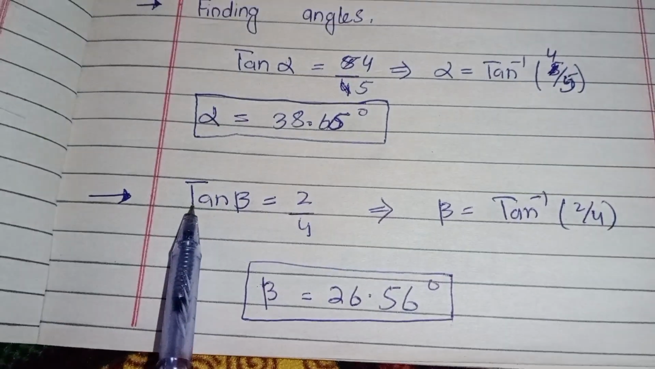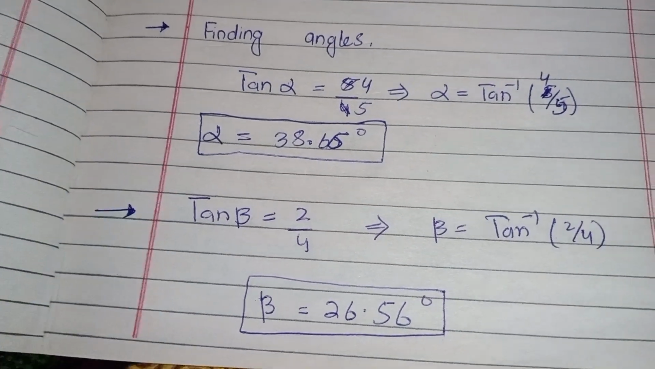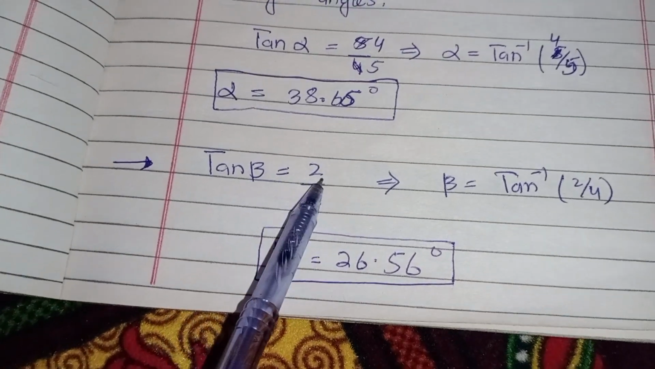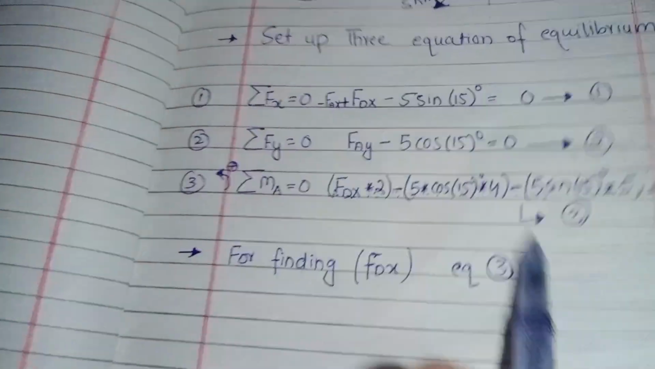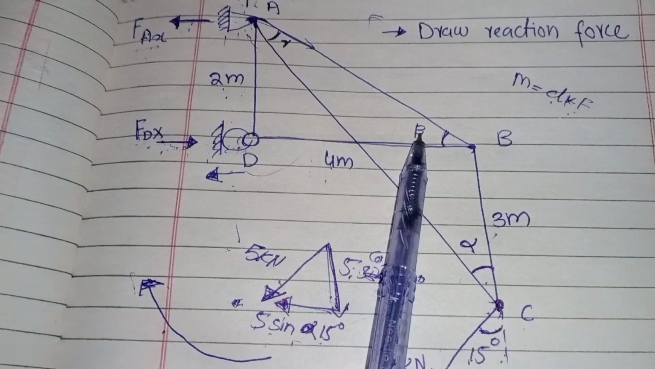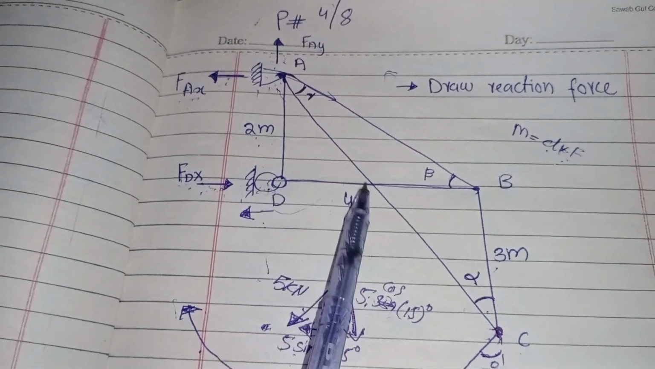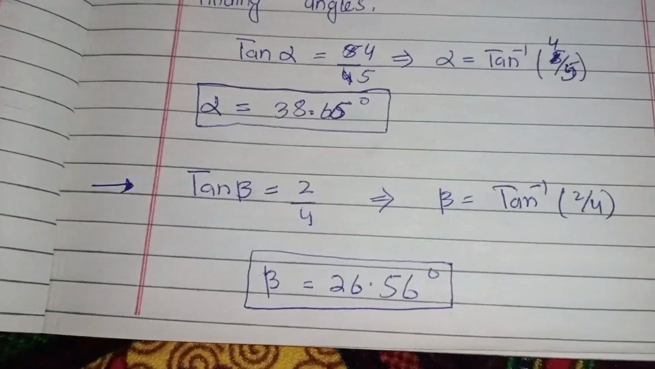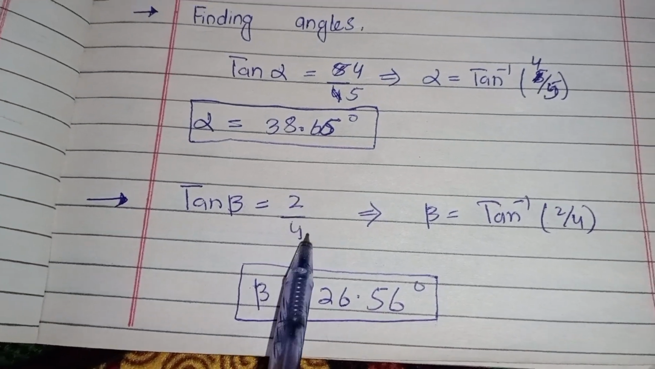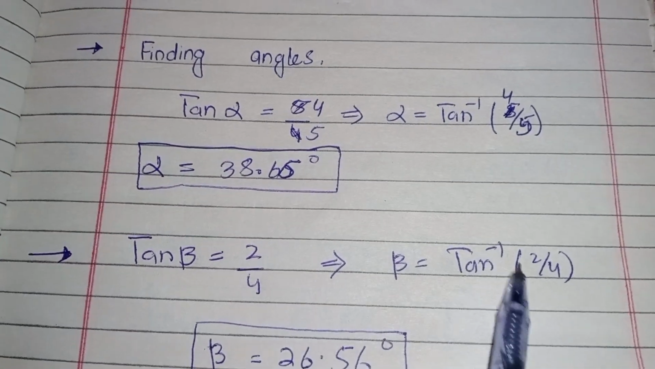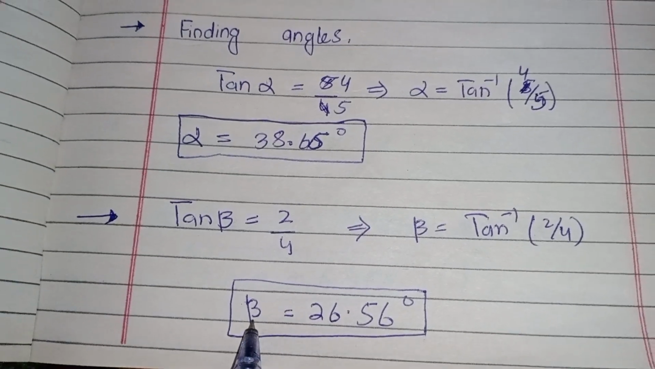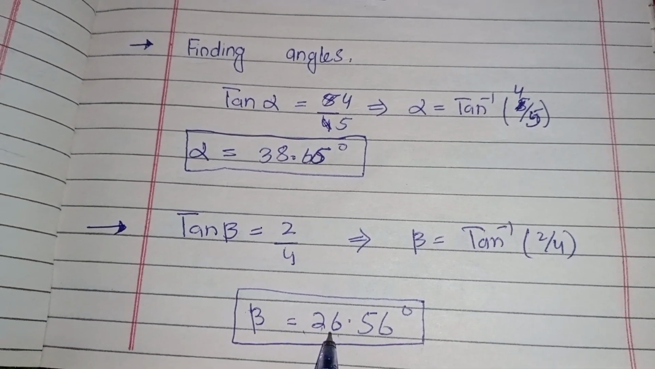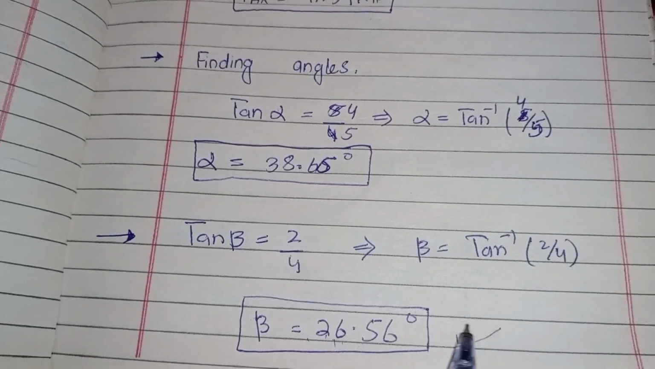Now I will move to beta. By this method, tangent beta, rise divided by run, opposite side divided by adjacent side, 2 divided by 4. Tangent beta is equal to 2 divided by 4. Beta equals tangent inverse of 2 divided by 4. So beta comes out equal to 26.56 degree.